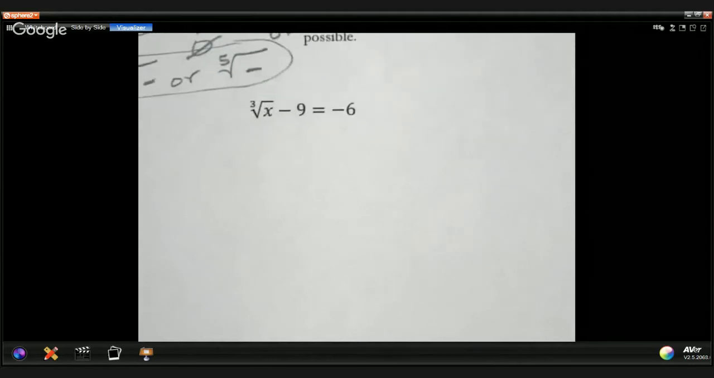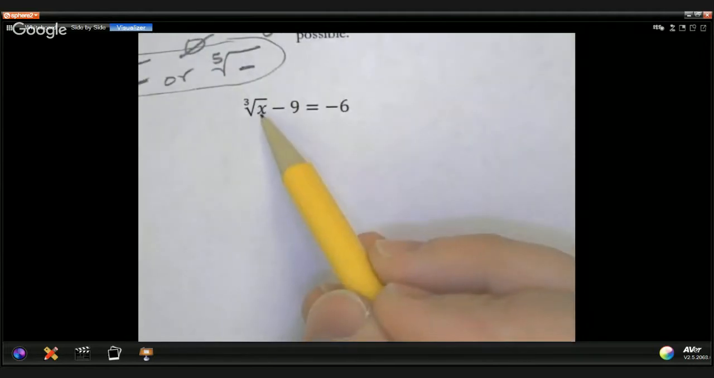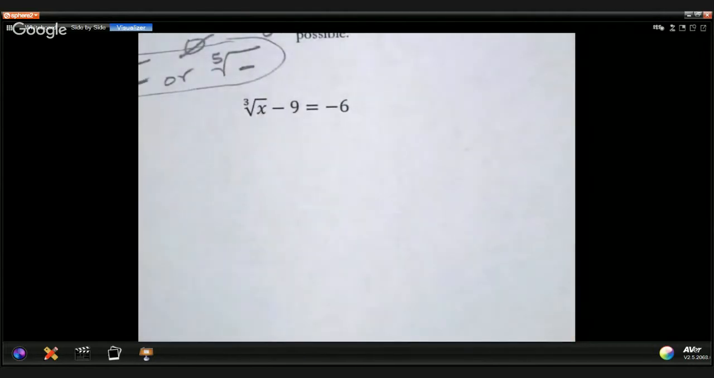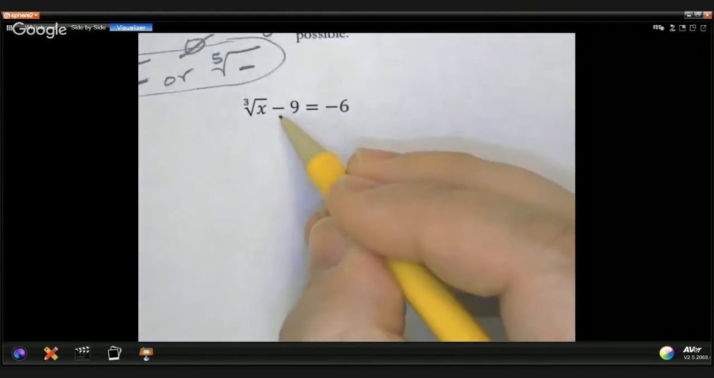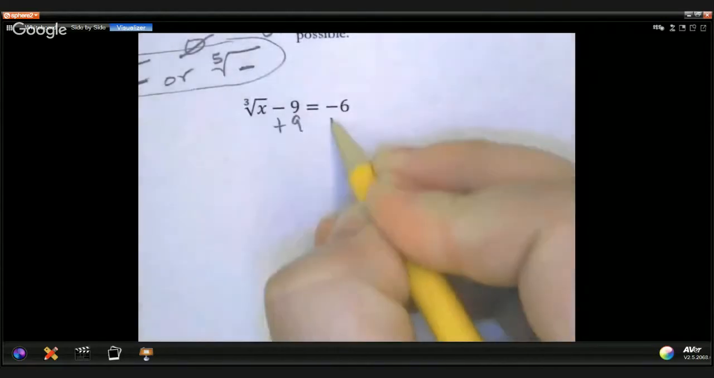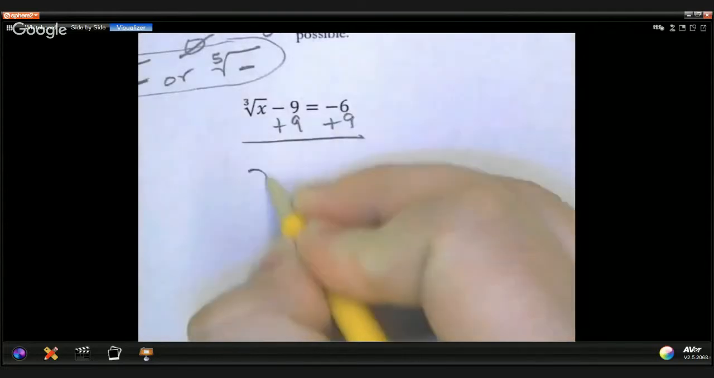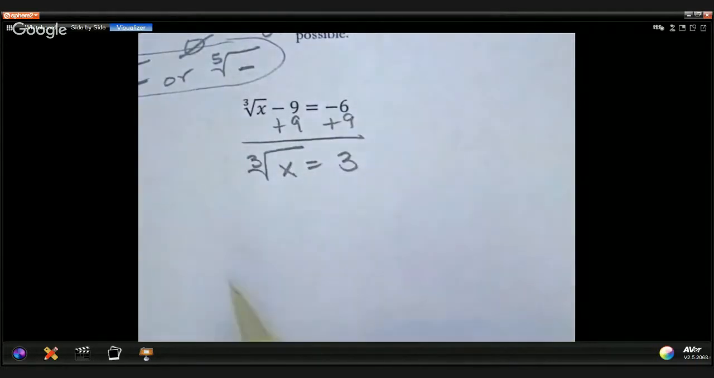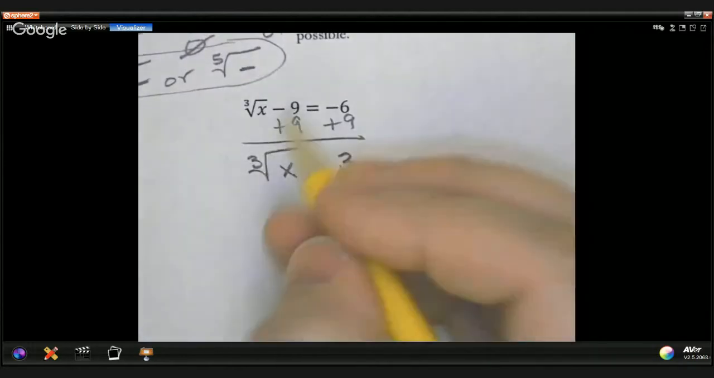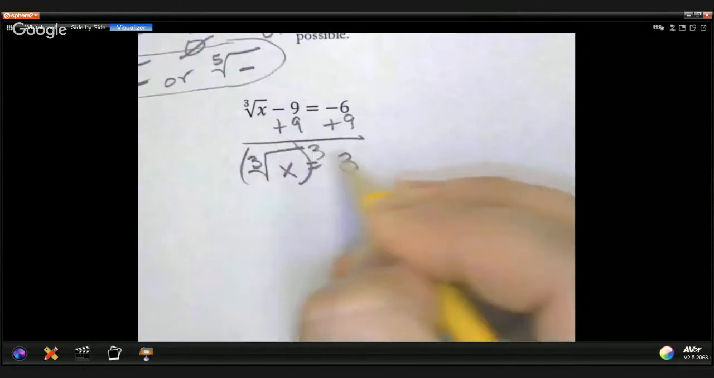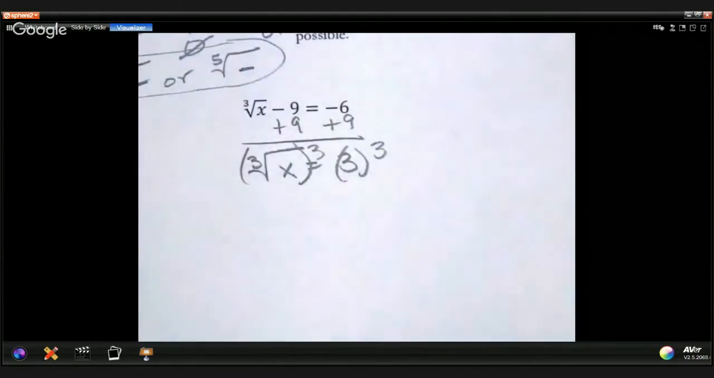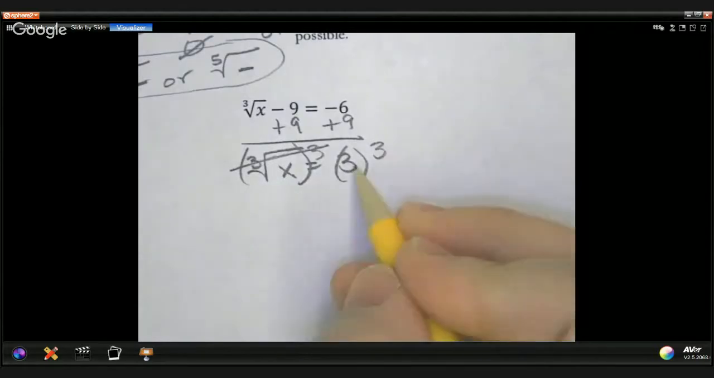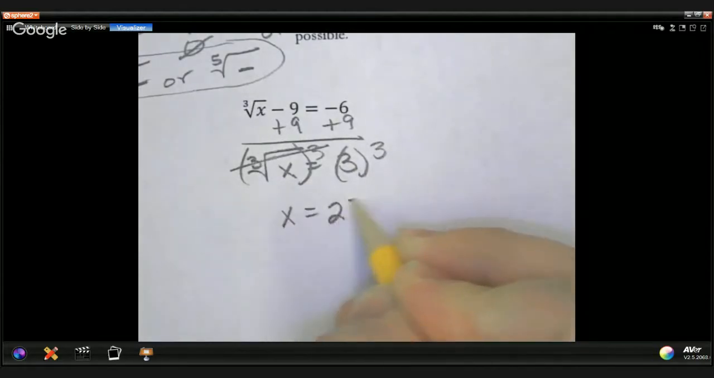I know that I have to get rid of this third root, but I don't want to get rid of it until I get rid of everything else. So what I want to do is get rid of this -9 first by adding 9. And so I get the third root of x is 3. Now to get rid of a third root, I do the opposite, which is take the third power. My third root and third power are gone, and so I have x is equal to 27.